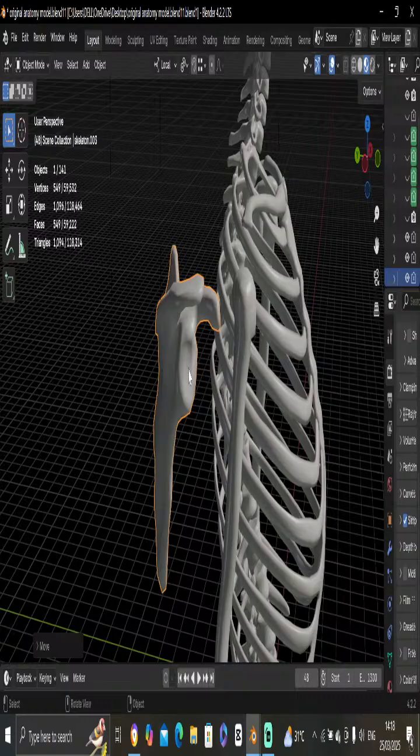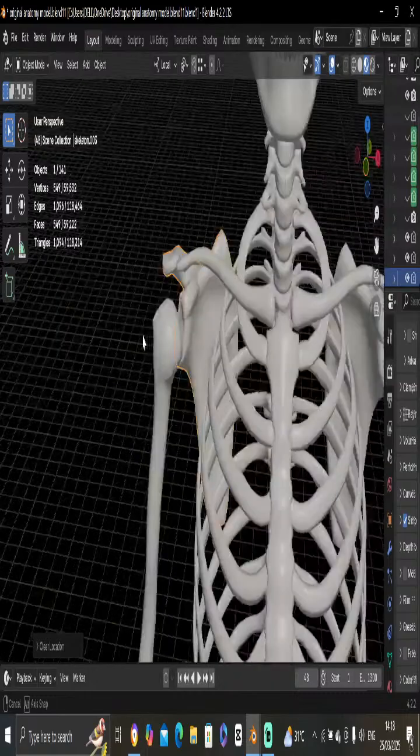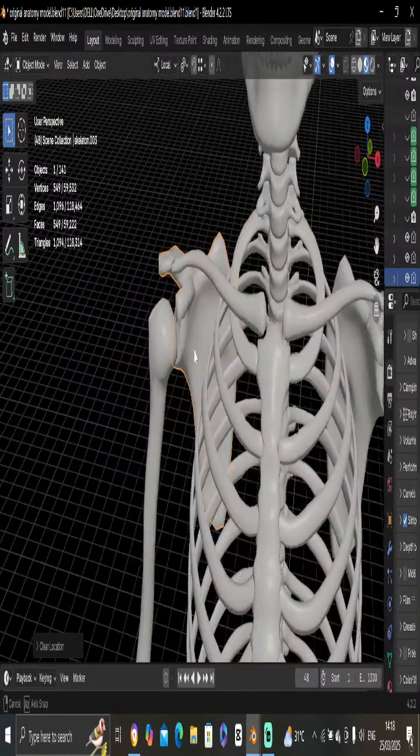So the lateral angle of the scapula has been modified into the glenoid cavity, and it is the point of attachment to the humerus. Let me bring it back to its neutral, or anatomical, position. This is the scapula and this is the humerus. The humerus attaches to the scapula at the glenoid cavity, which is why the shoulder joint is also called the glenohumeral joint.